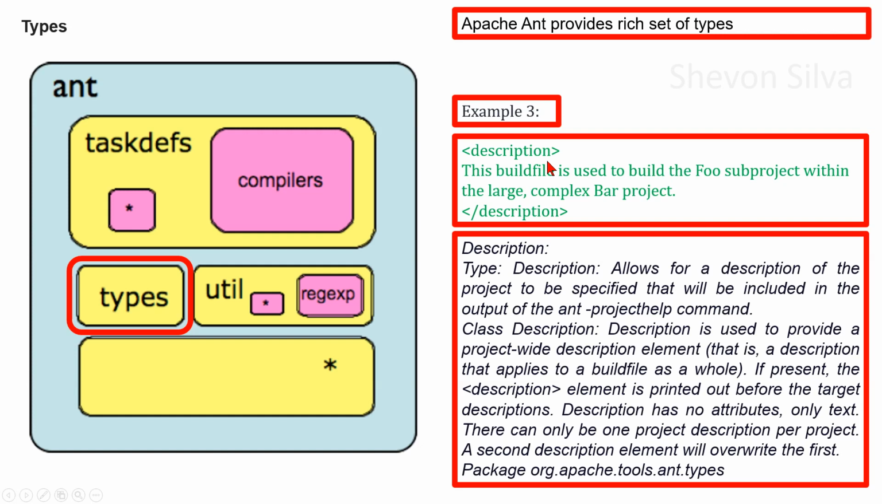Description has no attributes, only text. There can only be one project description per project. A second description element will overwrite the first. This is in the package org.apache.tools.ant.types.